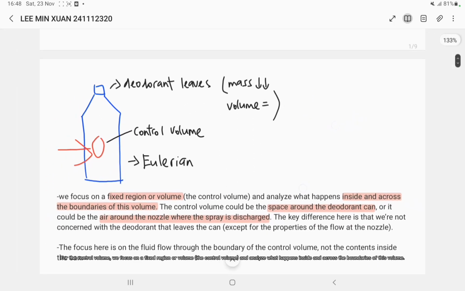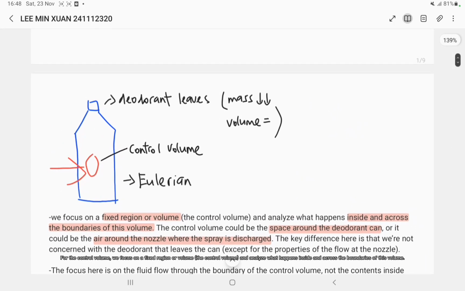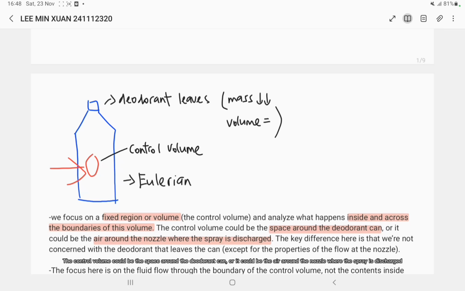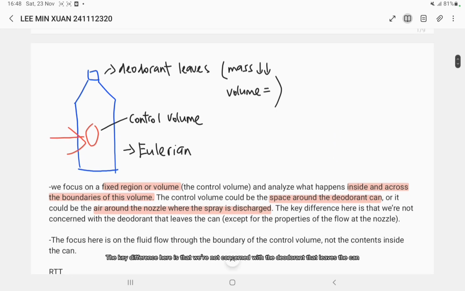For the control volume, we focus on a fixed region or volume and analyze what happens inside or across the boundary of the volume. The control volume could be the space around the can, or it could be the air around the nozzle where the spray is discharged. The key difference here is that we are not concerned with the spray that leaves the can. The focus here is the fluid that flows through the boundary of the control volume, not the contents inside the can.